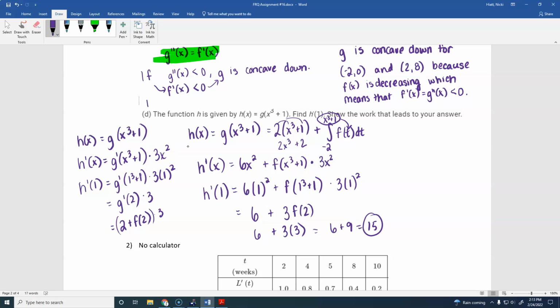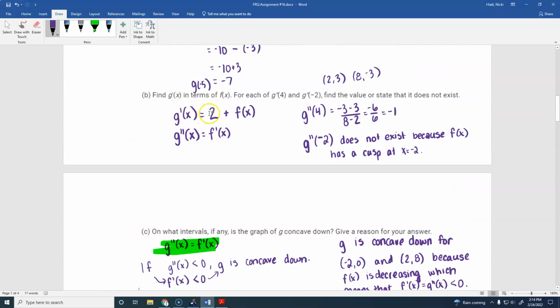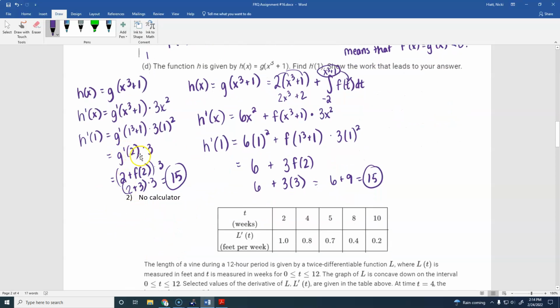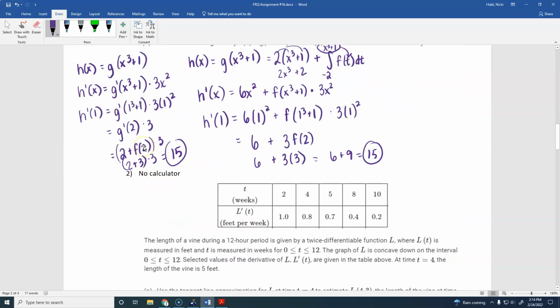Yes. Will that work? Yeah, that works. I was replacing g prime with just f, but up here, g prime of x equals 2 plus f of x. So whenever you're finding g prime of 2, you would just plug it in here, 2 plus f of 2. They're similar in difficulty, so either one would be fine.